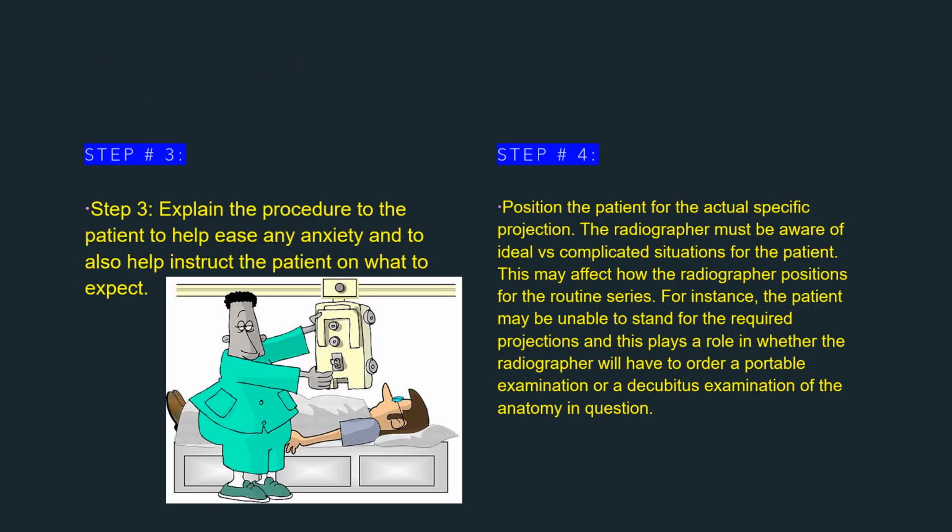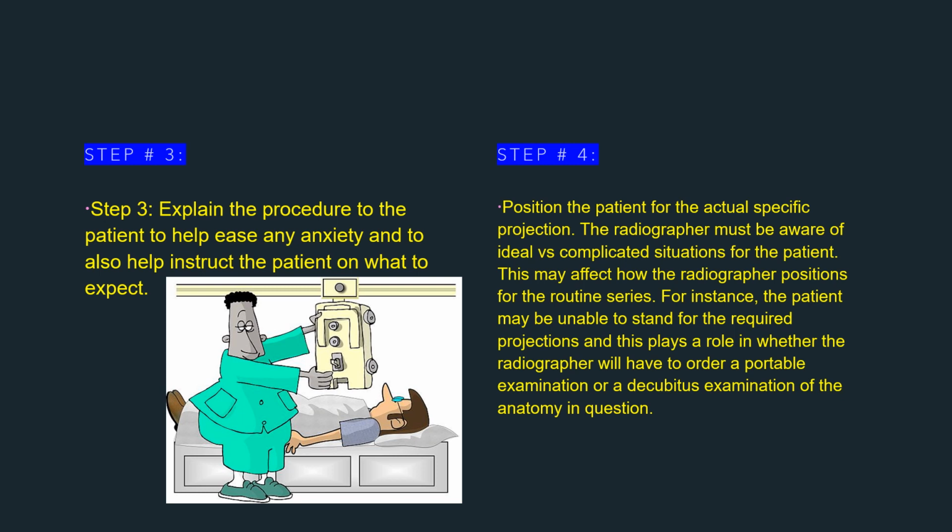The next step is step number 3, which is to explain the procedure to the patient to help ease any anxiety and to also help instruct the patient on what to expect. There are certain examinations, for instance, that require only 2 radiographs or exposures to be taken, whereas there are others that might take anywhere from 4 to 6 to possibly even 8 or more images. So to help alleviate any anxiety, let that patient know what to expect.